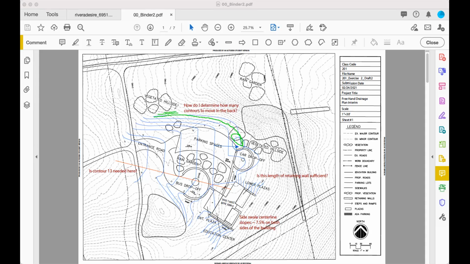6, 5, 4, 3. Looks like they all need to be moved, to a certain degree. Once you get to this, it looks like you could be back to normal. Okay. Yeah. That makes sense. So just those minor changes in the back.